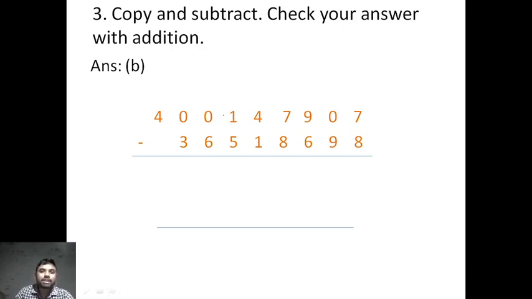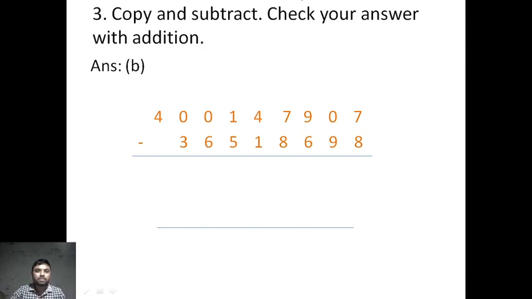Copy and subtract. Check your answer with subtraction. We'll do question number 3B. First copy it. While copying, remember the two things I told you: write the ones place digit just below the ones place, the tens just below the tens. Maintain the gap, and when you start writing, start from your right side, that is from the ones, then tens, then hundreds, like this.